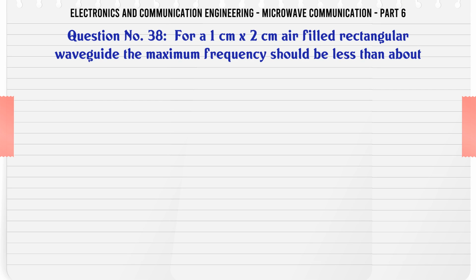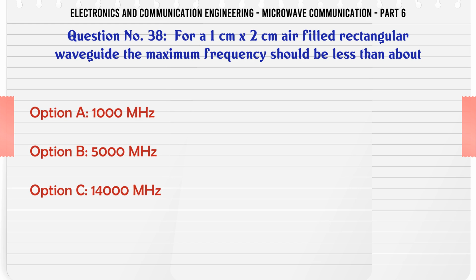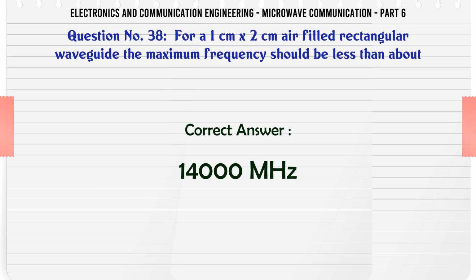For a 1 cm × 2 cm air-filled rectangular waveguide, the maximum frequency should be less than about A: 1000 MHz, B: 5000 MHz, C: 14,000 MHz, D: 1,40,000 MHz. The correct answer is 14,000 MHz.